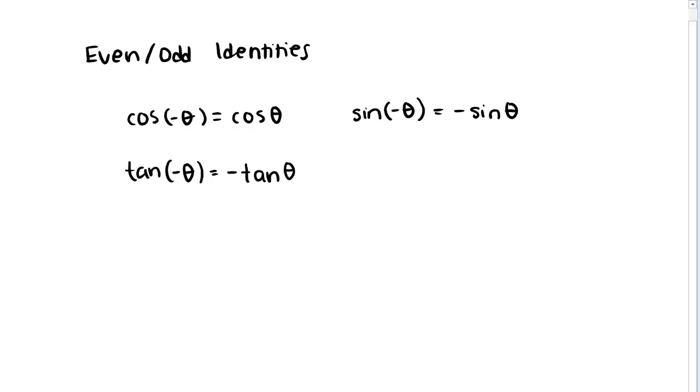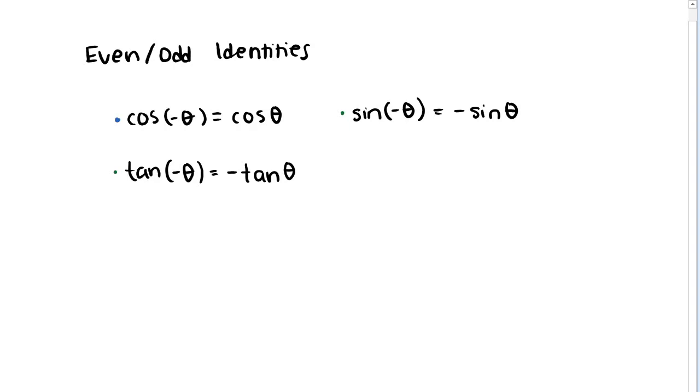And so here, you can also think about these as describing how their graphs are symmetric. So an even function, the cosine function, for example, is symmetric about the vertical axis, and so that's really what this identity is describing here. Whereas sine and tangent are symmetric about the origin.